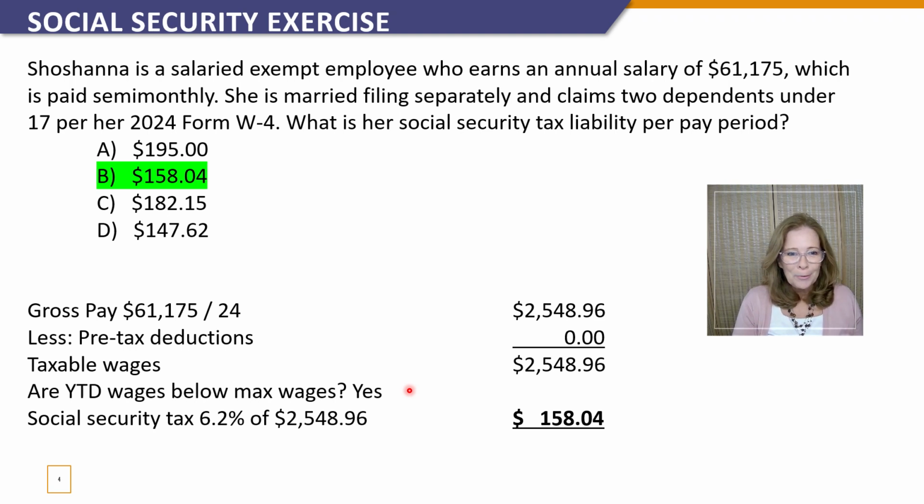because her annual salary is $61,175. And the maximum Social Security wage amount for 2024 is $168,600. So we go ahead and multiply the taxable wage of $2,548.96 by 6.2% for a total of $158.04.